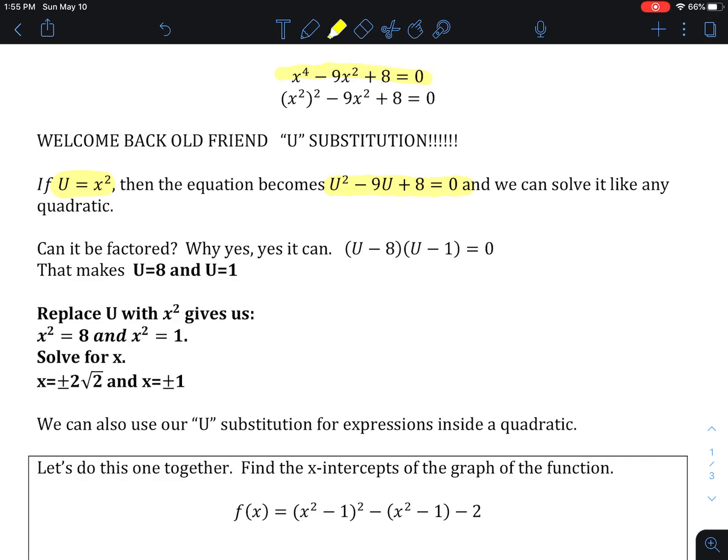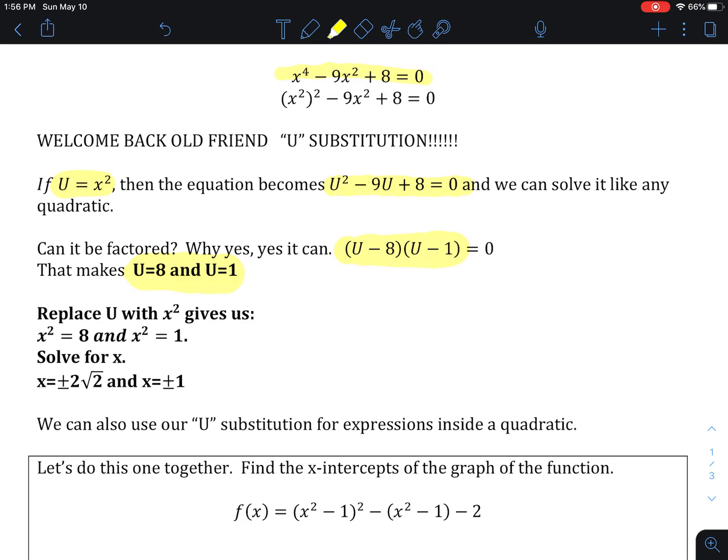So let's get back to our equation. After we've done the U substitution, can it be factored? In this case, this is one of those quadratics where a is equal to 1, so we're looking for factors of c that add up to b. And it does turn out that you can factor it as u minus 8 times u minus 1. Applying the zero product property gives us that u is equal to 8 and u is equal to 1. These are not the solutions, though. Don't forget that u is not what we're solving for. We're actually solving for x.